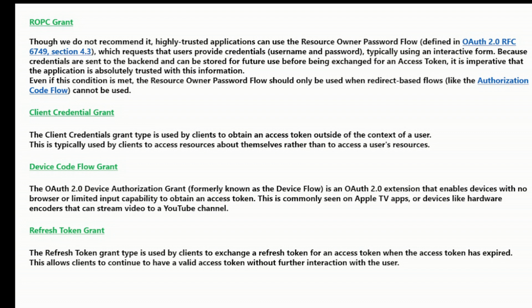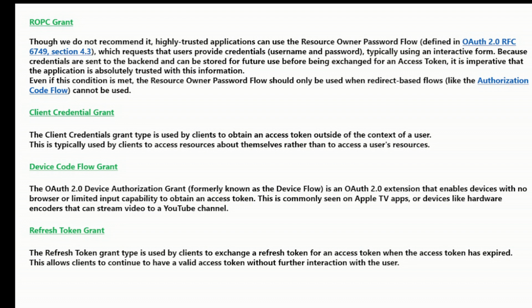Then you have the client credential grant. The client credential grant is used by clients to obtain an access token outside of the context of a user. Basically the user context is not playing any role in this grant. This is typically used by clients to access resources about themselves rather than to access a user's resource. It's not talking about a user's perspective. That's why it's outside the context of a user. It's a kind of machine to machine transaction. We can talk further in the workflow, but that is about client credential.